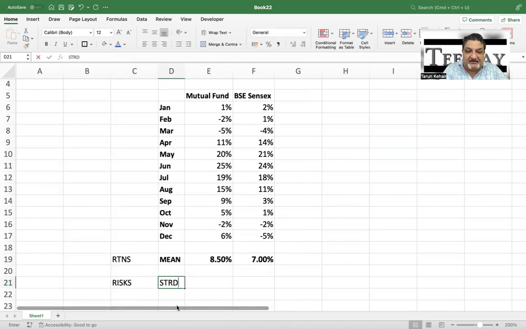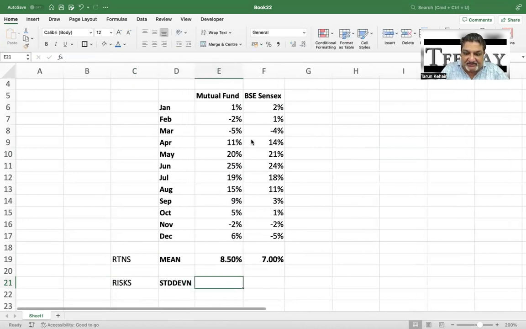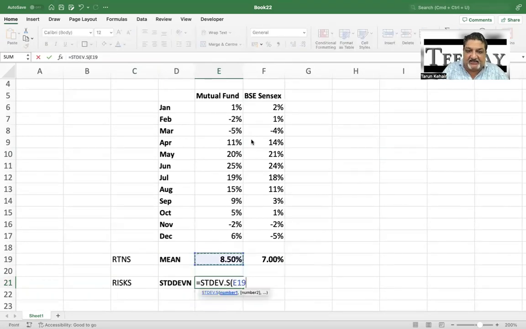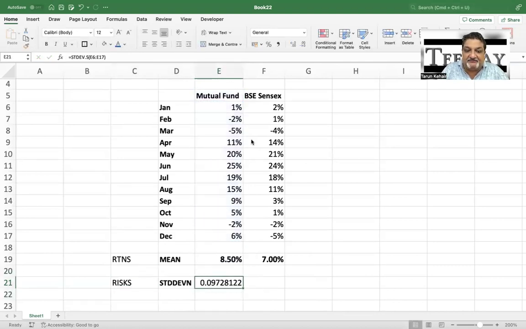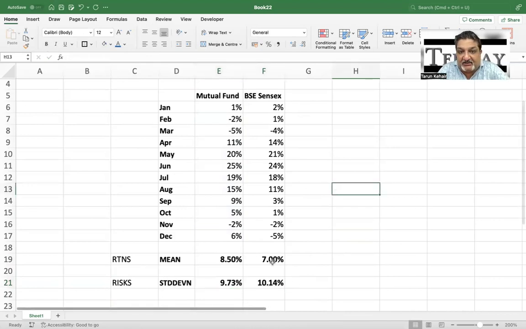इसके बाद हम mean returns के बाद we will move to the risk aspect. So risk के लिए we will find out standard deviation. तो अगर आप देखेंगे इनका standard deviation is equal to STDEV.S करके हम निकाल सकते हैं for both mutual funds as well as the index. तो आप देखेंगे कि म्यूचुअल फंड का स्टैंडर्ड डिविएशन 9.73% था, whereas Sensex का 10.14%. Now here's the interesting part.